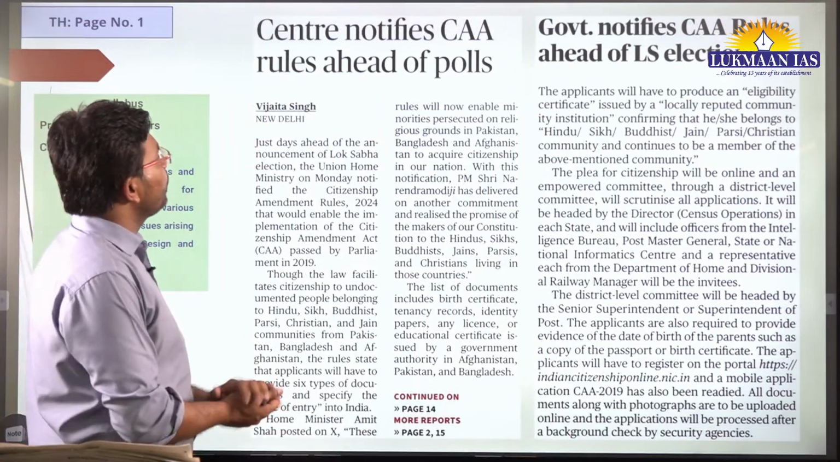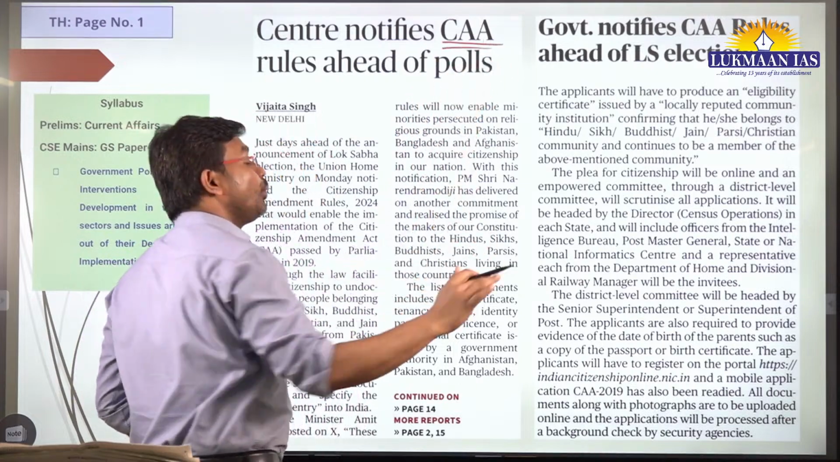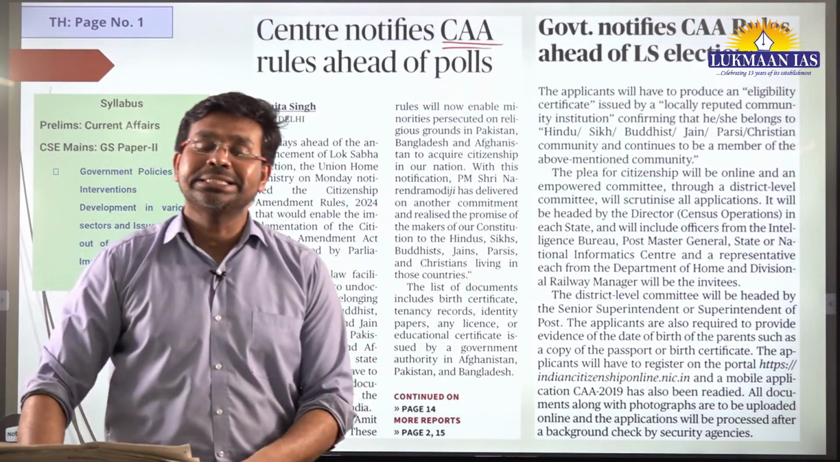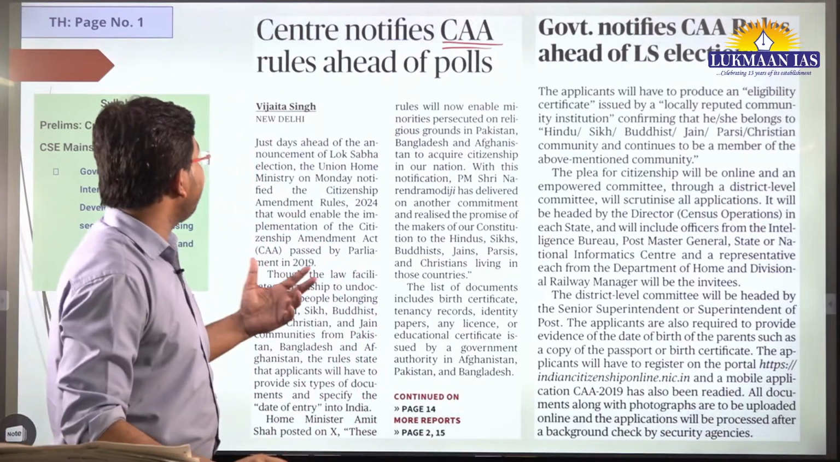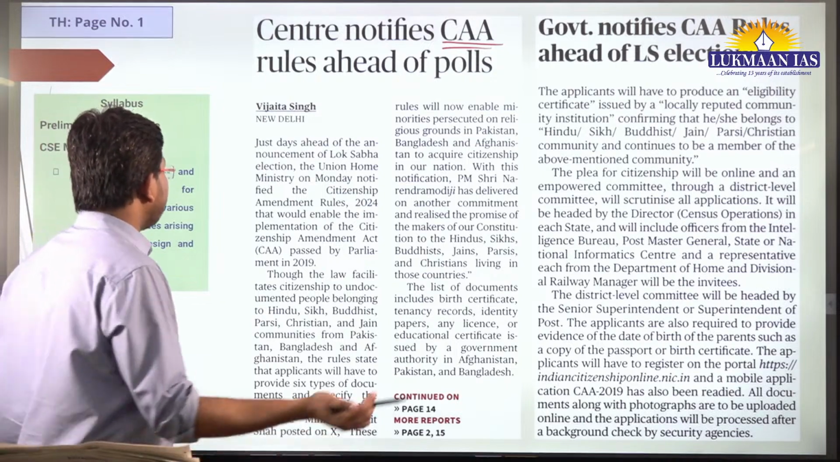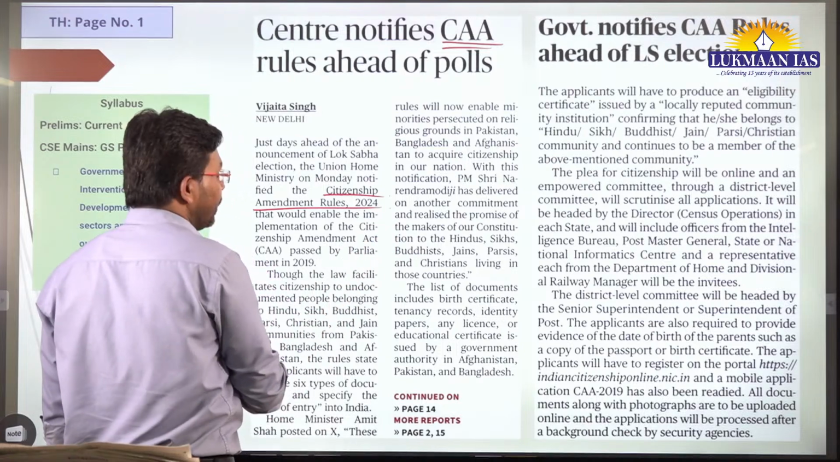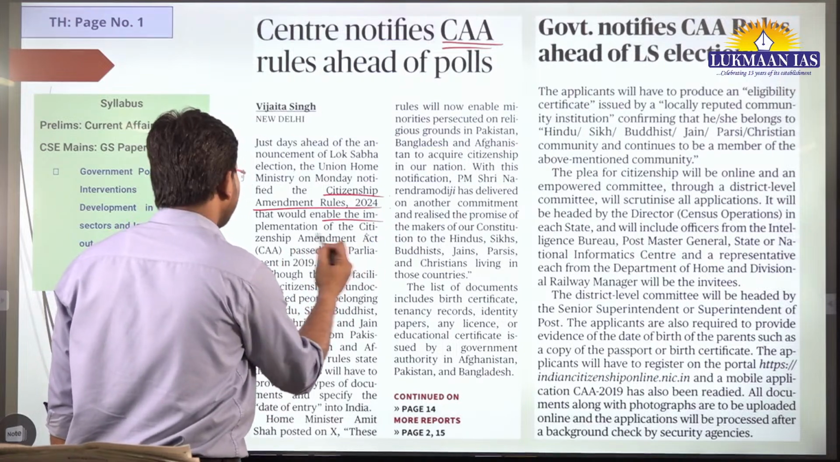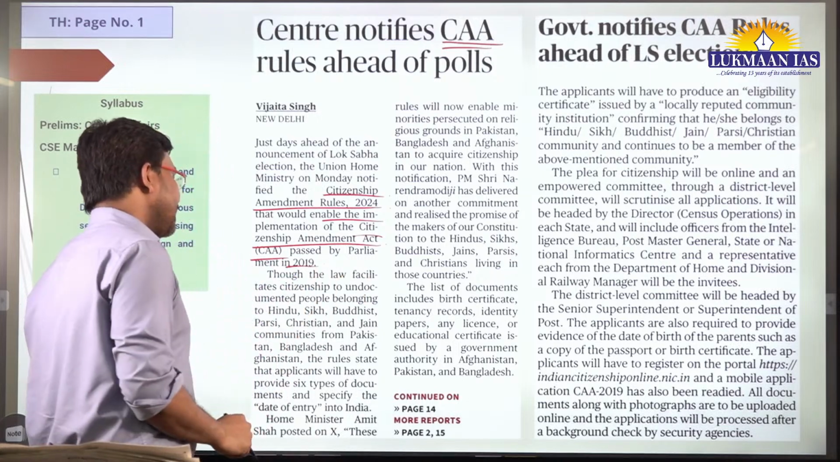It says Center notifies CAA rules ahead of polls. What do we mean by CAA? It means Citizenship Amendment Act. The Citizenship Amendment Act amends the citizenship rules in India. The central government has notified the Citizenship Amendment Rules 2024 that would enable the implementation of the Citizenship Amendment Act passed by the Parliament in 2019.